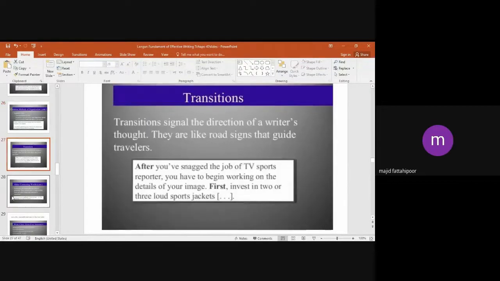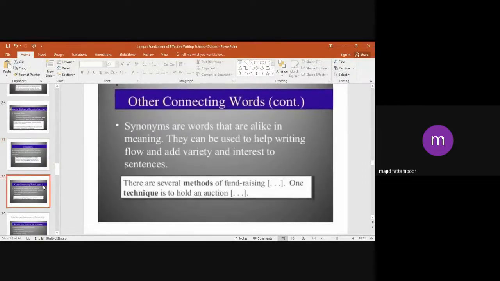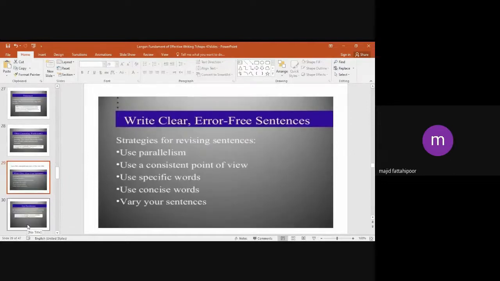So, only 20 minutes have remained. And you can see transitions here, after I talked about transitions. You can see the transitions used very well here. And also, you can see the other connecting words. Other connecting words can include synonyms. For example, here the method is replaced by technique to add variety and interest. Okay, and the use of one technique or another technique, another method. So these are other connecting words we can use.